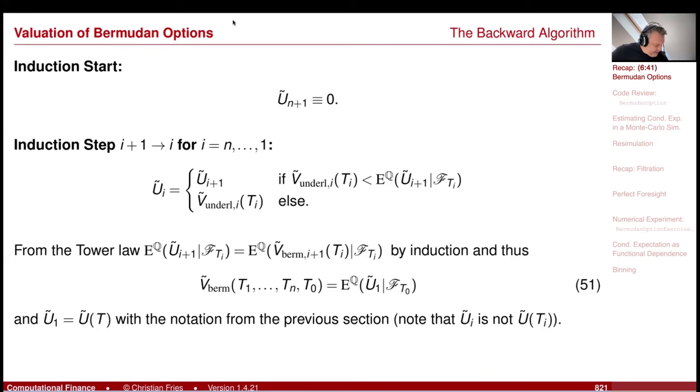So compare the value of the underlying to the value of the Bermudan. Choose the underlying if it has a larger value, but otherwise just keep this random variable that contains the value of the future underlyings that you receive at their respective optimal exercise time so far. So what would be optimal after T_i? So this is a backward algorithm that defines us this random variable going backward in time.